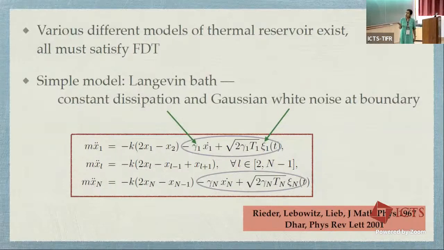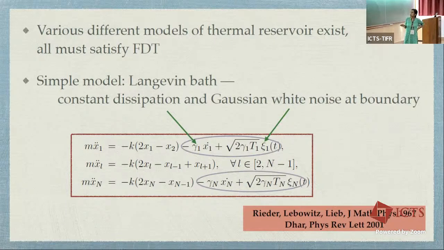Here are the Langevin equations describing the motion of these N oscillators. Each oscillator is connected to two neighboring ones, so x_l has a force which depends on x_{l-1} and x_{l+1}. Apart from the boundary ones, there are no other noises. On the boundary ones, there are these four different forces. And as I said, FDT says that the strength of the noise has to be proportional to the dissipation, and the proportionality constant is the square root of dissipation and the temperature.